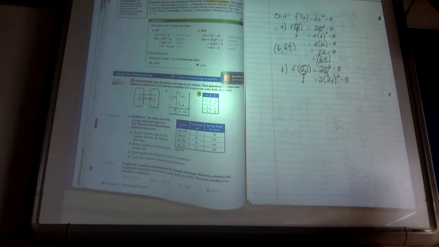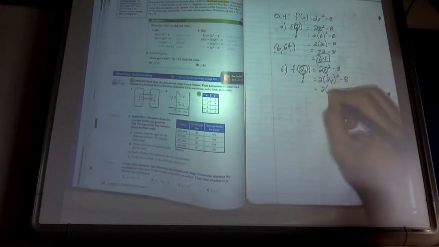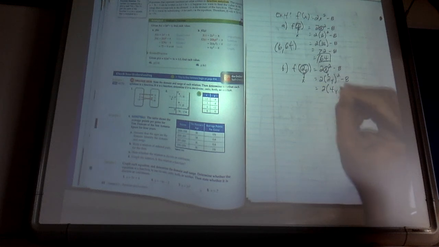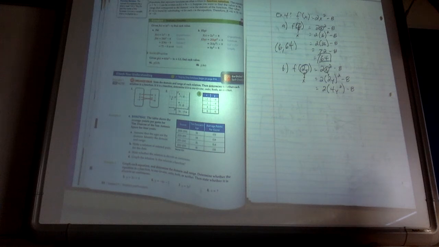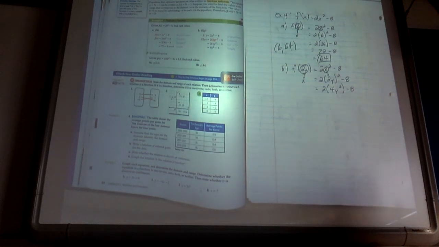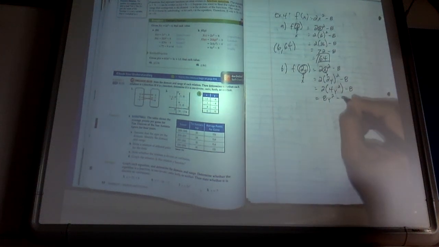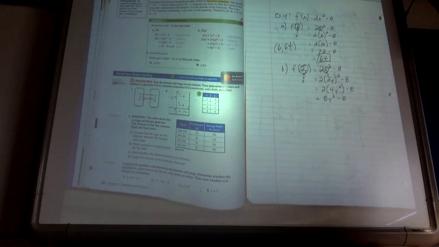All right? Now follow order of operations again. I need to square this. So I've got 2 times. Now 2 squared is 4, and y squared is y squared, minus 8. Everybody see that? Catch on to that. We'll go over exponent rules later, but I just square the 2 and I square the y. Now I multiply. 2 times 4 is 8, and I've still got the y squared attached, and then I've got minus 8.